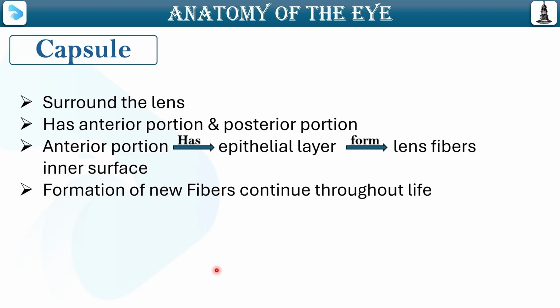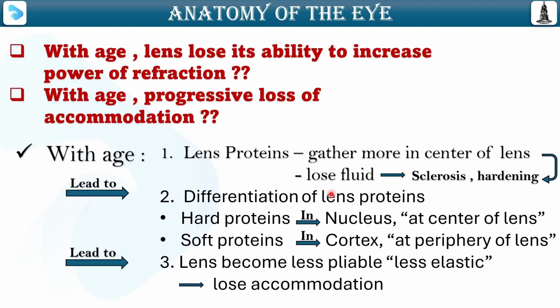Let's talk about the capsule right now. The capsule surrounds the lens, and has an anterior portion and a posterior portion. The anterior portion has an epithelial layer, which forms the lens fibers. The formation of new fibers continues throughout life. With age, a very important question: with age, the lens loses its ability to increase its power of refraction. With age, there is progressive loss of accommodation.